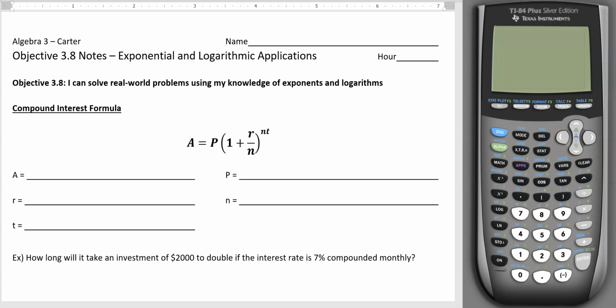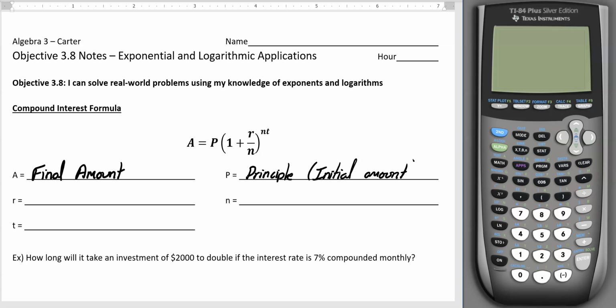The compound interest formula is A equals P times (1 plus r over n) to the nt. It has 5 variables. Let's go through what those 5 variables represent. A is our final amount. So this is used with money, with currency, with interest. P is our principal, which is also known as our initial amount, our principal investment.